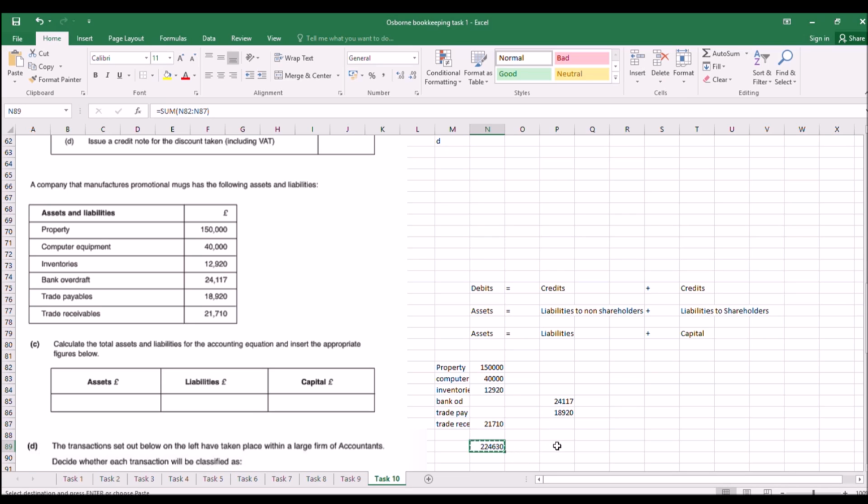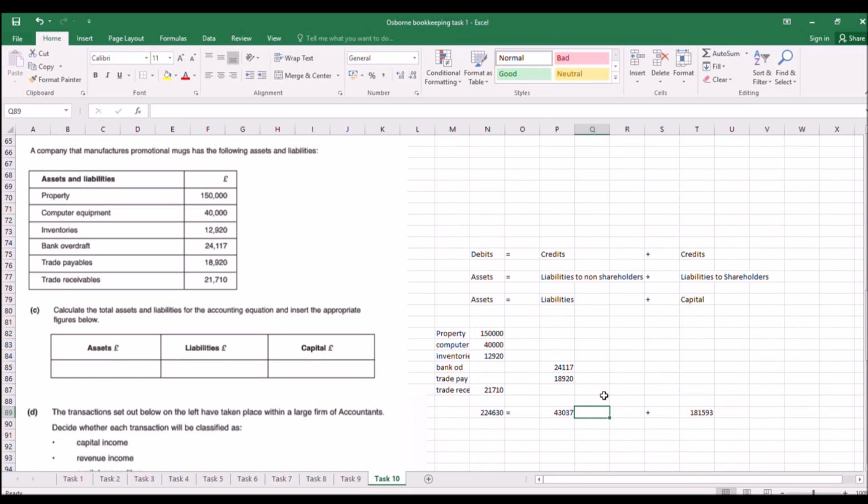24,630 of assets, 43,000 of liabilities to non-shareholders, and so the capital then is going to be the 24,000 there minus that, and that's how the fundamental accounting equation would work. Osborne seemed to decide to lay it out incorrectly, this sort of assets minus liabilities to non-shareholders, or minus liabilities, whatever you want to call it, equals capital, to try and just do this question at level 2.